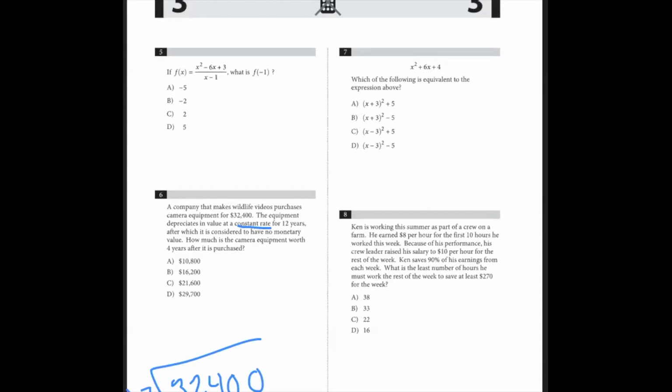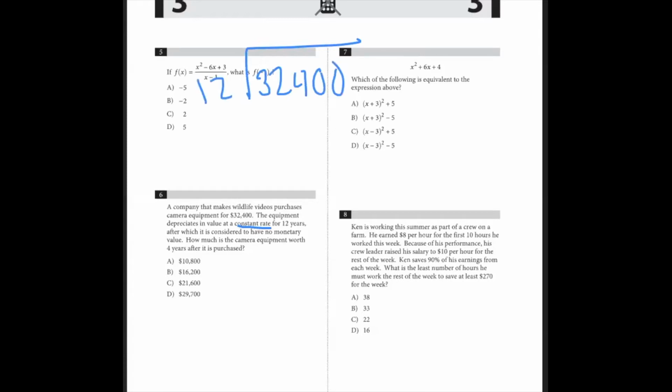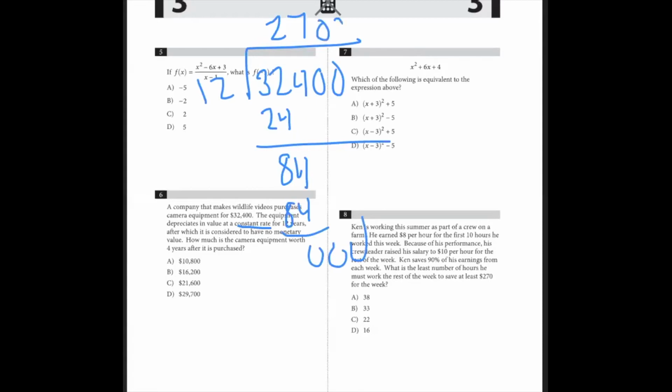How many times is 32 going into 12? That's twice. I'll just finish solving it. 84, that's 7. 84, yeah. What I'm gonna do is I'm gonna bring it up over here because I keep running out of space. Sorry about that. So let me rewrite it. This goes in twice. This goes in 7 times. And then you're left with a whole bunch of zeros, so just fill in that remainder. That means that it's decreasing by $2,700 each year.